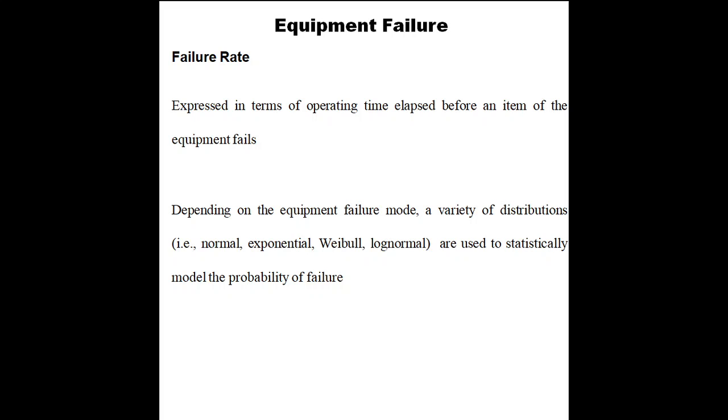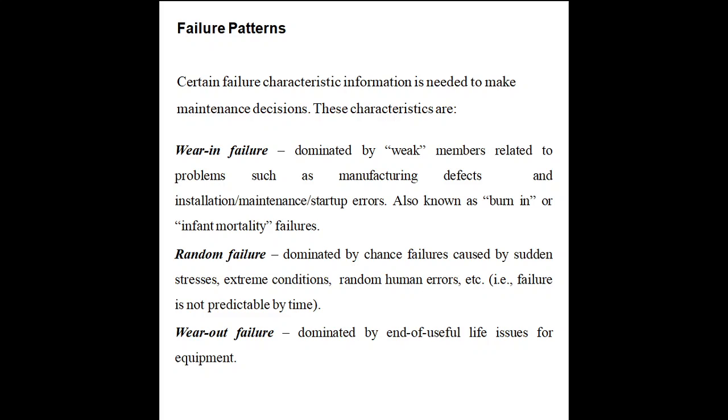Important here is the failure rate. It is expressed in terms of operating time before an item of equipment fails. The time an equipment spends is its life cycle, and it is also a failure rate, meaning in terms of a certain time period you can show the failure rate of any equipment. And it depends on a variety of distributions. So you get failure rate in various distributions like normal distribution, exponential, log normal. We'll see in detail about these failure rates.